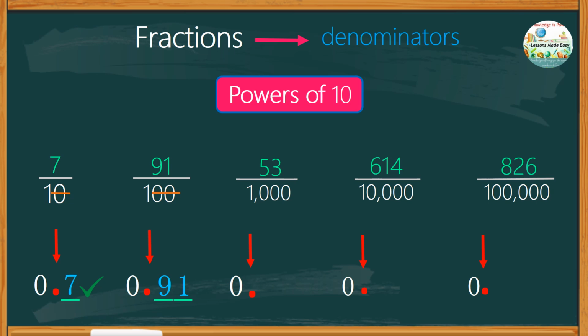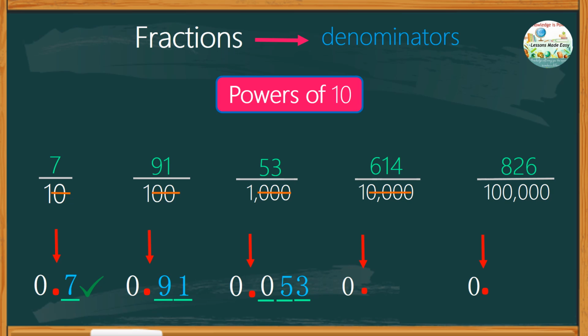For 53 over 1,000, you would need 3 decimal places. So we get 3, 5, and an empty space. What should we do with this empty space? Fill the empty space with 0. But why 0? Why can we not use any other digits? That is because 0 takes the place but doesn't change the value. Using another digit will definitely change the value of the given number. The same concept goes for the next one.